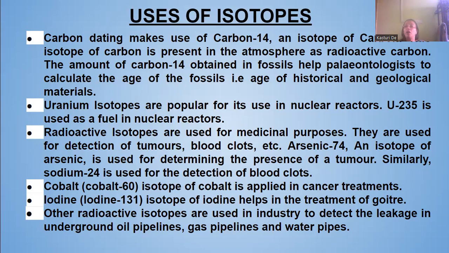Next, uranium isotopes are popular for their use in nuclear reactors. Uranium-235 is used as a fuel in nuclear reactors. Then radioactive isotopes are used for medicinal purposes, like detecting tumors and blood clots. Arsenic-74 is used to determine the presence of a tumor. Similarly, sodium-24 is used to determine blood clots. Cobalt-60 is used for cancer treatment, and iodine-131 is used for treatment of goiter. Other radioisotopes are used in industry to detect leakage in underground oil pipelines, gas pipelines and water pipes.